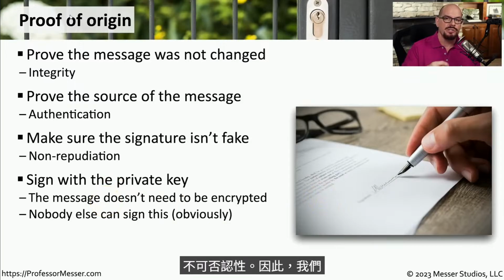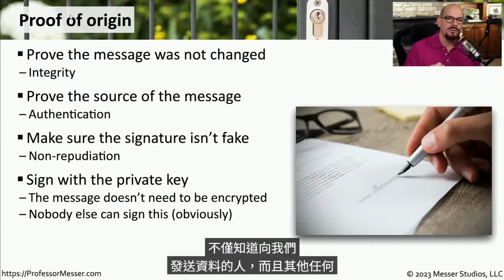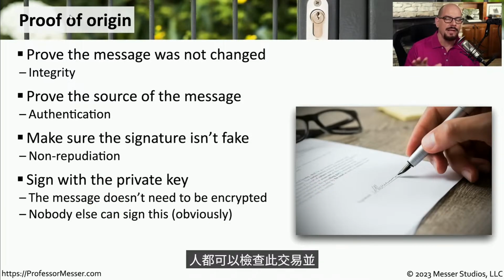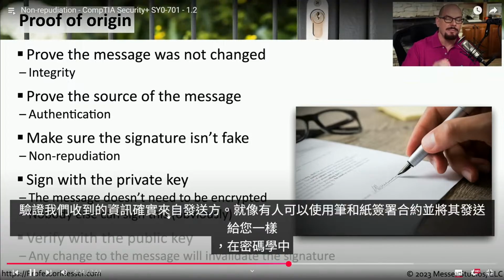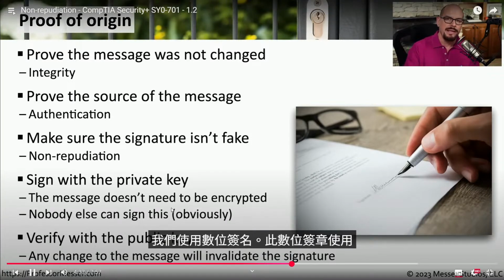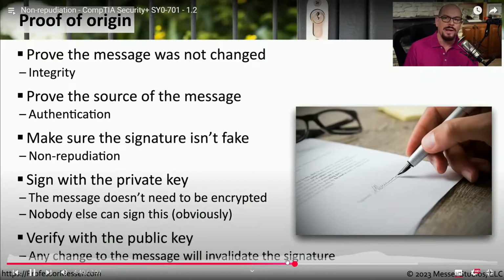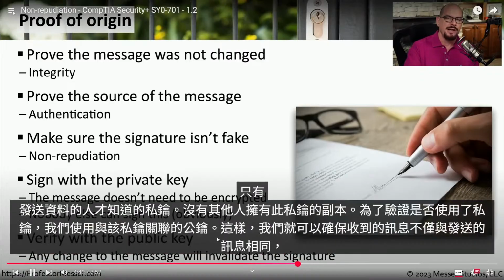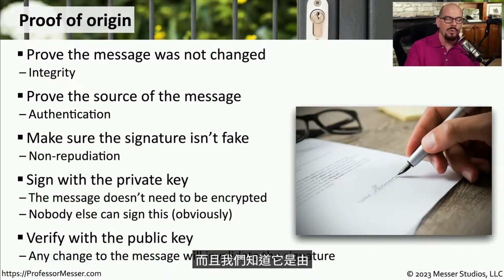This digital signature uses a private key that is only known to the person who's sending the data. No one else has a copy of this private key. To verify that private key was used, we use the public key associated with that private key, and that way we can assure that the information we received is not only the same as what it was sent, but we know that it had to be sent by the person who provided the digital signature.